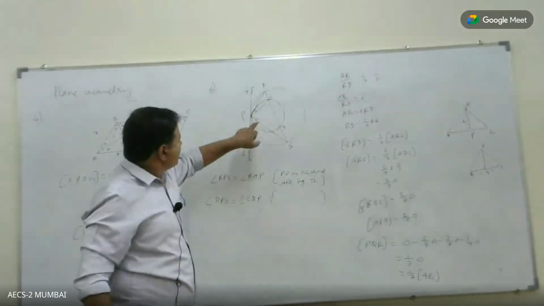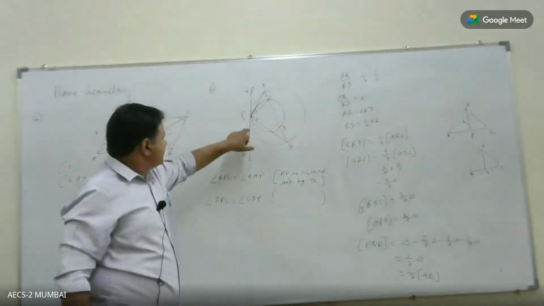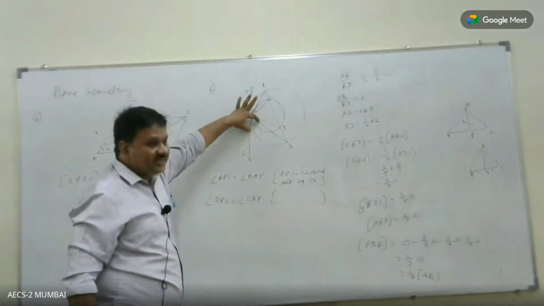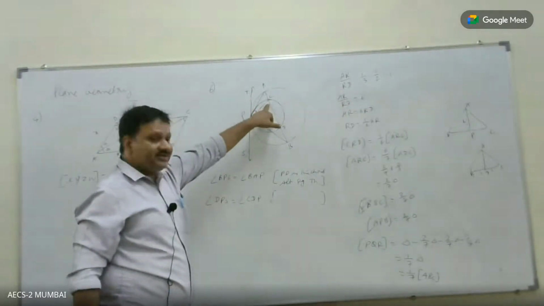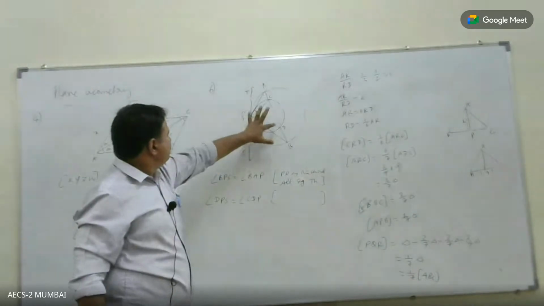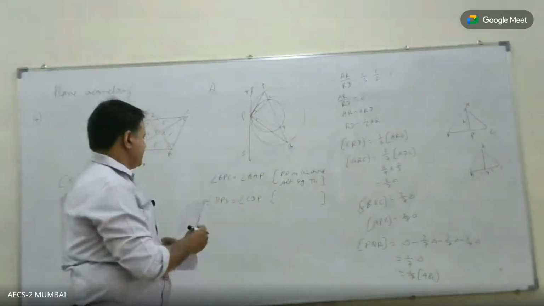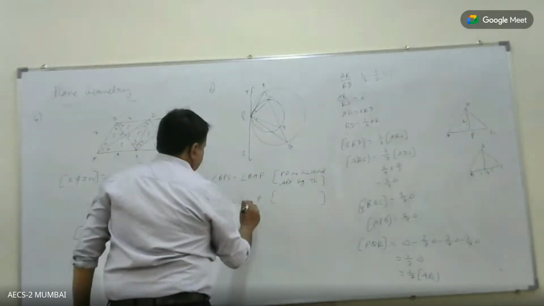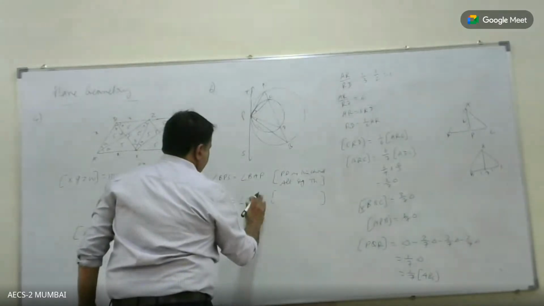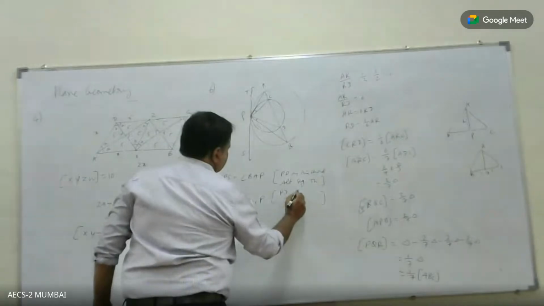Now, in the smaller circle, take DP as the chord. So, DPS, the angle between chord and tangent, is equal to the angle in the remaining part of the circle. PD is the chord, no? So, DCP. DCP. So, here PD is the chord.